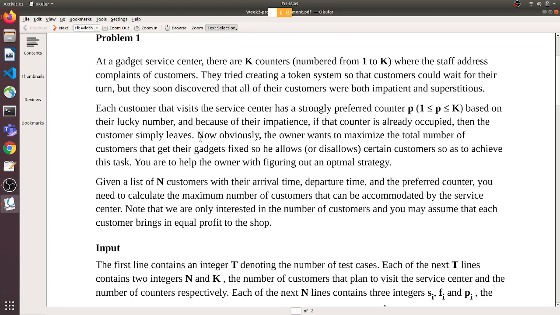Now obviously the owner wants to maximize the total number of customers that get their gadgets fixed, so he allows certain customers so as to achieve this task. You are to help the owner with figuring out an optimal strategy. Given a list of n customers with their arrival, departure time, and the preferred counter, you need to calculate the maximum number of customers that can be accommodated by the service center. Note that we are only interested in the number of customers, and you may assume that each customer brings in equal profit to the shop.